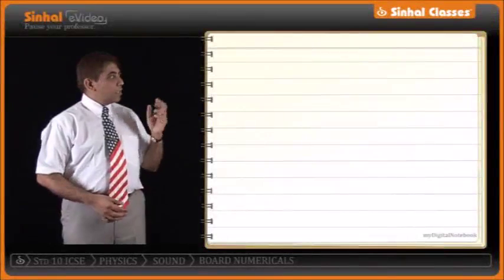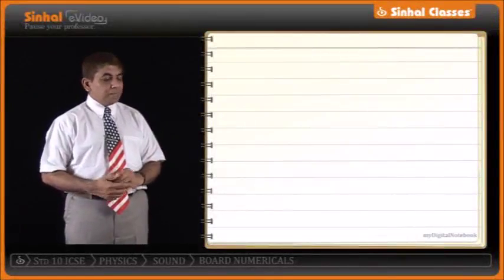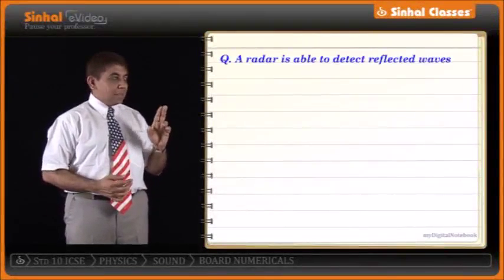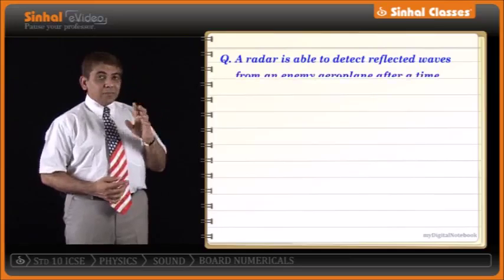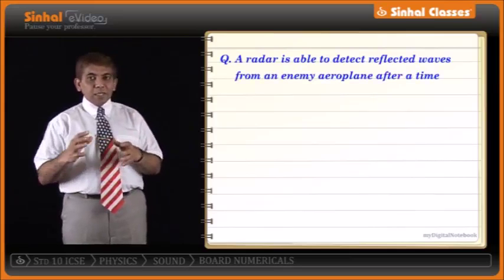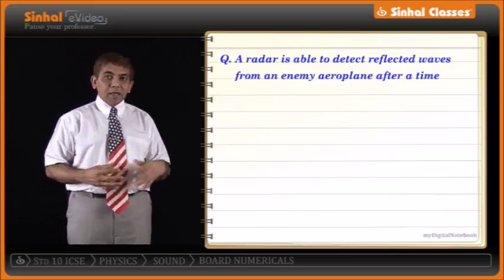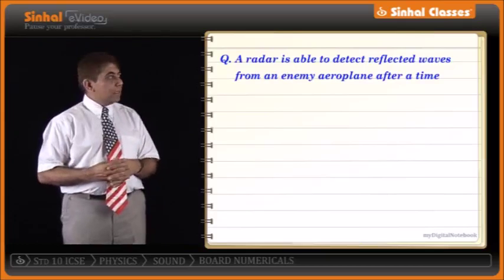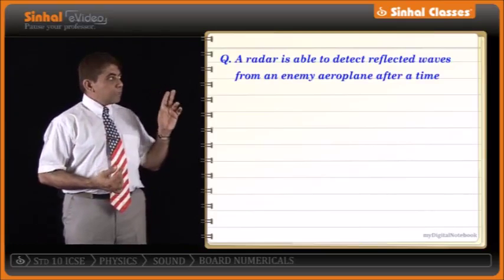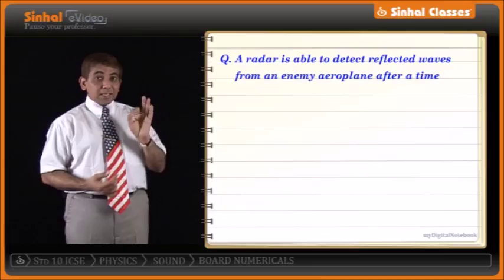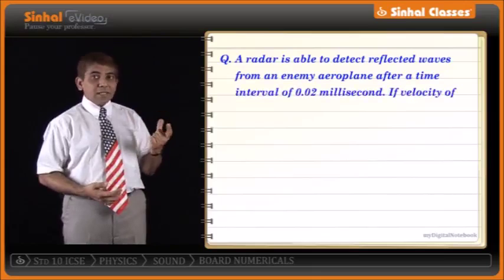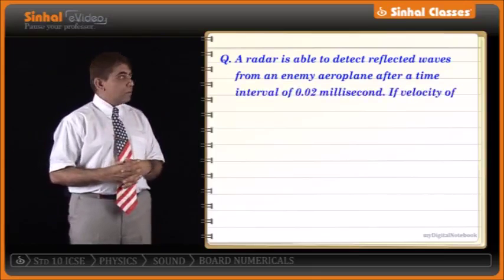Let's consider this question that appeared in 2007 now. Again, based on echo, a radar is able to detect reflected waves from an enemy aeroplane. You must have seen during war times, it is the radar that basically gives you the ins and outs about an aeroplane from the enemy. It's a detecting device. How do they detect? It's basically because of the sound wave that is striking it. After a time interval of 0.02 millisecond. See the accuracy that they have as far as detecting such aircraft is concerned.